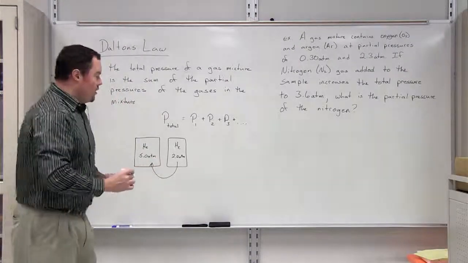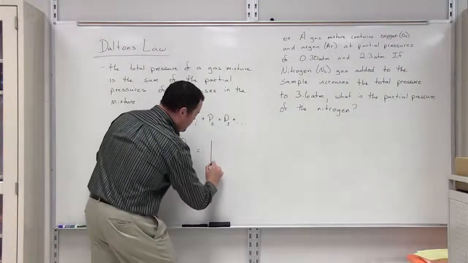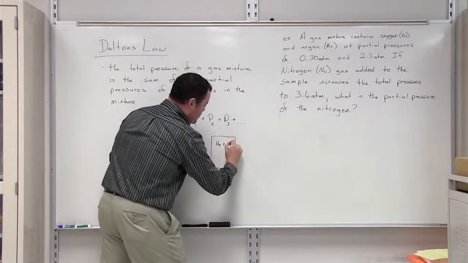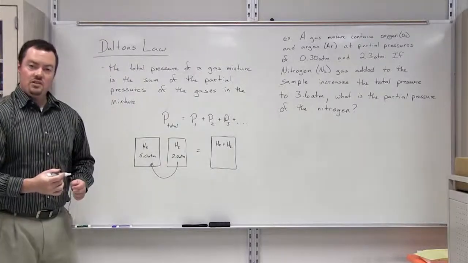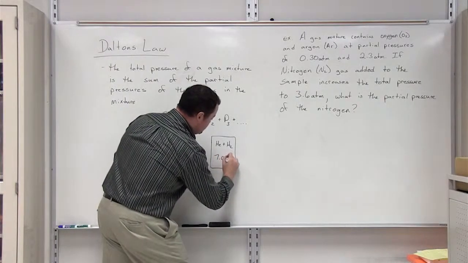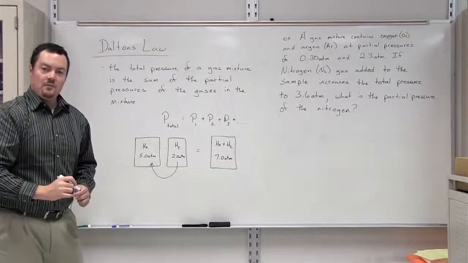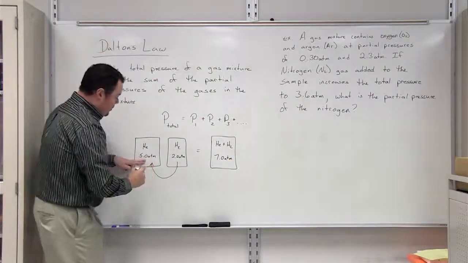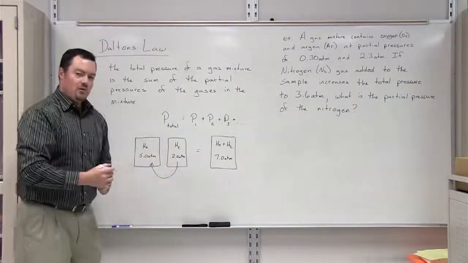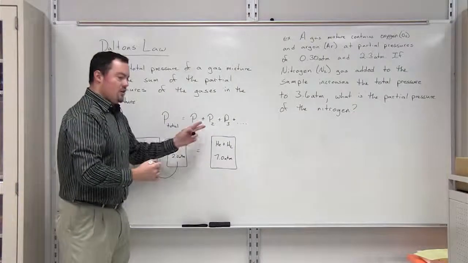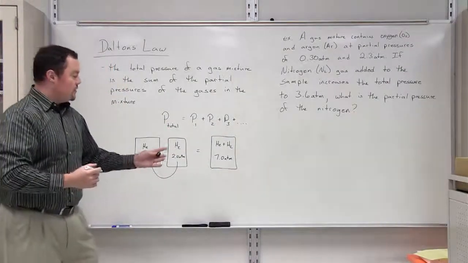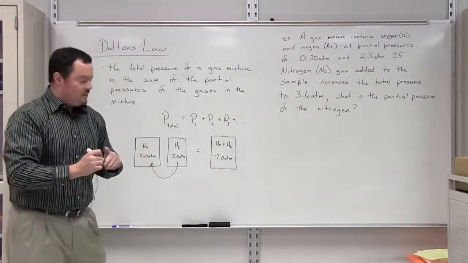If I were to put both of these gas samples into the same container, then my overall pressure of my helium plus hydrogen gas mixture would be 7 atmospheres, being the partial pressure of the helium, your first gas, plus the partial pressure of the hydrogen, your second gas. The sum of those would be the total pressure of your gas mixture. In this case, it would be 7 atmospheres.